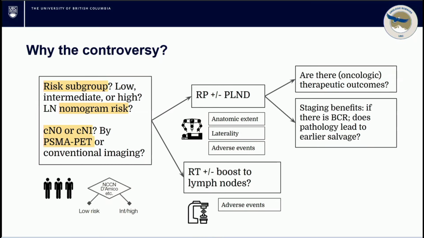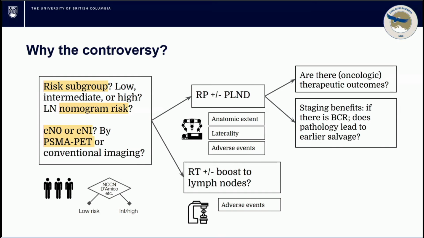With conventional imaging, 5 to 15% of people might have cN1 disease. With PSMA-PET, you might have 30% with some amount of cN1. Actually, PSMA-PET has a 15 to 30% chance of upstaging you to M1 if you were previously cN1. Anyway, even once you commit to a PLND, there's questions about the extent of dissection. Which side do you do it on? Do you do it on both sides? What can you do to minimize the adverse events? And when you do counsel someone on the PLND, can you comfortably say that there are oncologic benefits or staging benefits or both?